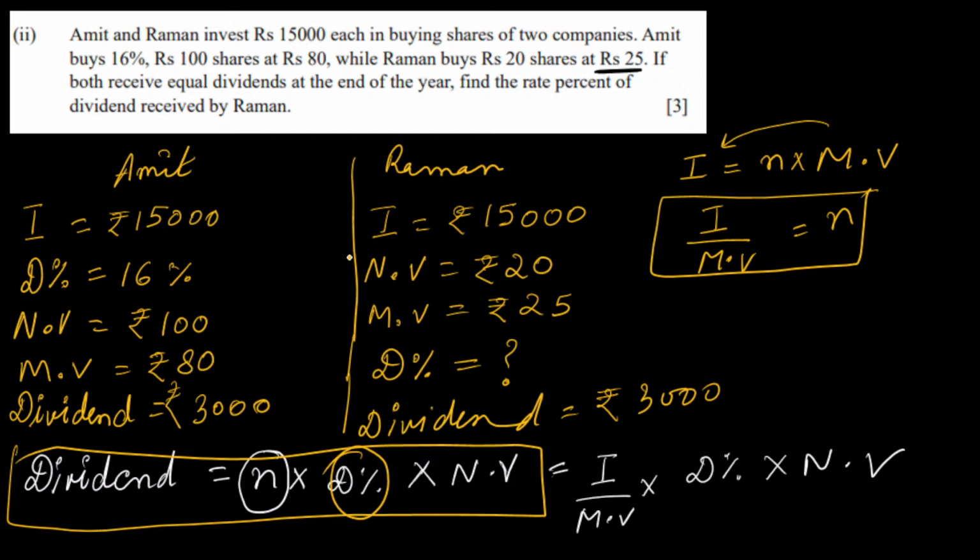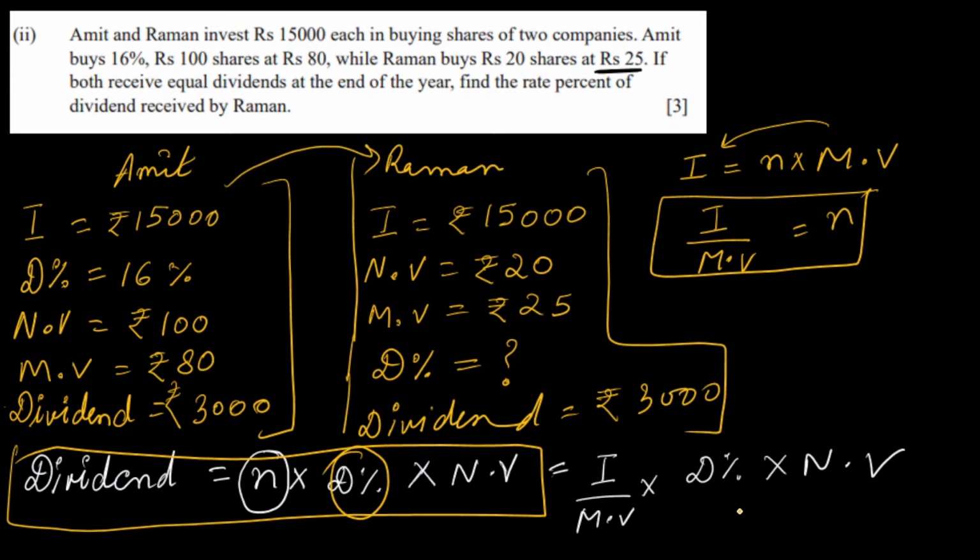So in this question, two persons were there. Some information was given to us: investment, dividend percent, nominal value and market value of the first person. They mentioned the dividend is the same. So first of all we used the dividend formula and found the dividend for the first person. The same dividend is for the second person also. Then again we used the dividend formula and we found the dividend percent. Okay, let's do the next question.